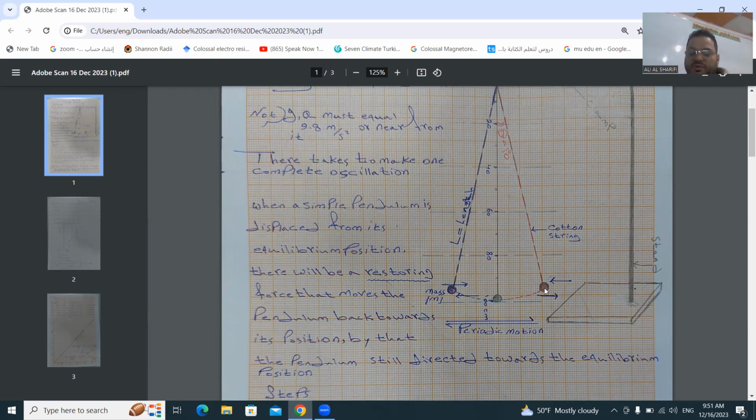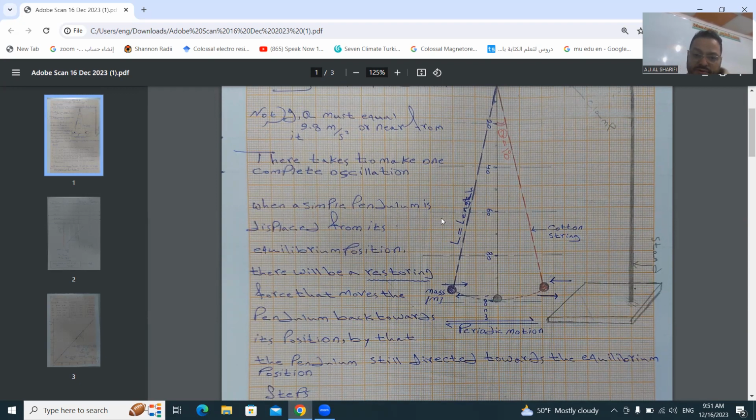one oscillation, what does that mean? One oscillation means the ball will go out from this point and come back to the same original point. That means I have one oscillation.